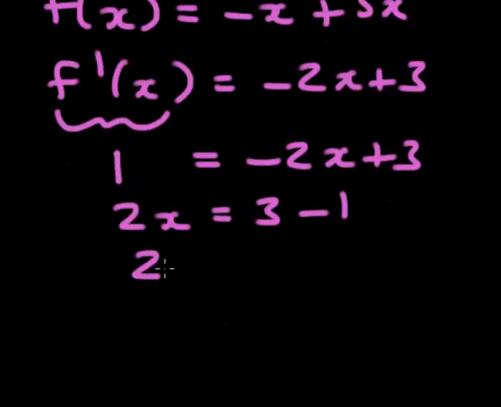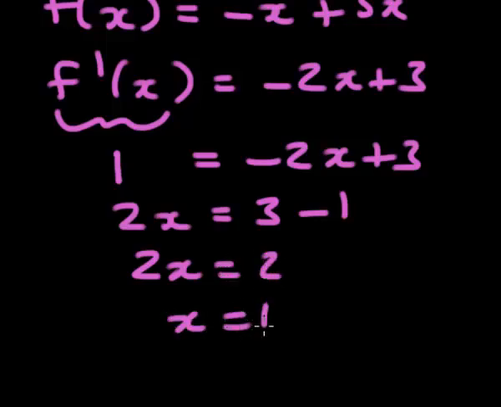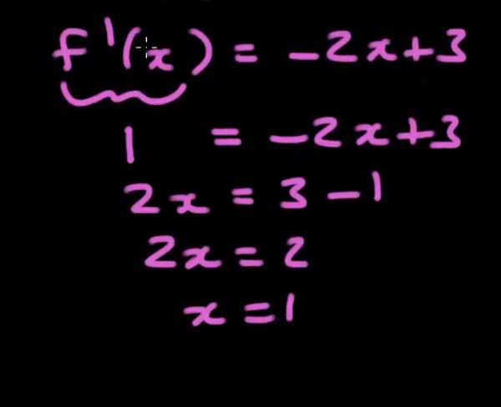And then 2x is equal to 2, so x is equal to 1. So remember, the gradient of the tangent is the same as the gradient of the curve, which is 1, which is equal to negative 2x plus 3. Bring the negative 2x across, and bring the 1 across. So it's negative 2x is 3 minus 1, 2x is 2, x is 1.